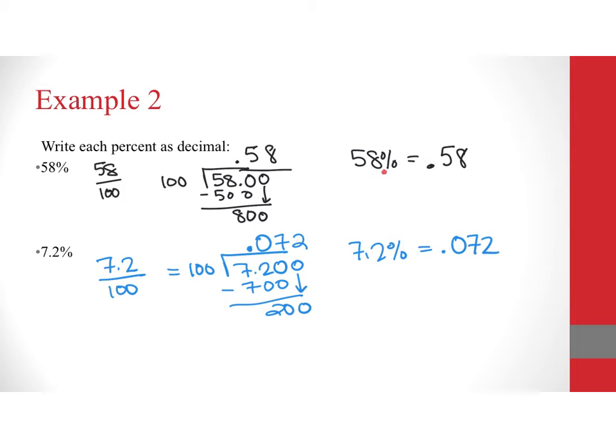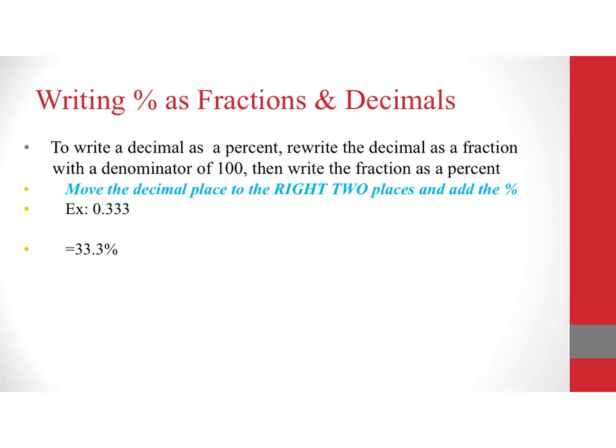In 58%, my decimal is really right here. When I remove that percentage sign and do my division, my decimal actually moves 2 places to the left, just like it did right here in 7.2%. So my decimal place was right here, and when I went from 7.2% to a decimal, my decimal moved 2 places to the left, which gives us 0.072.